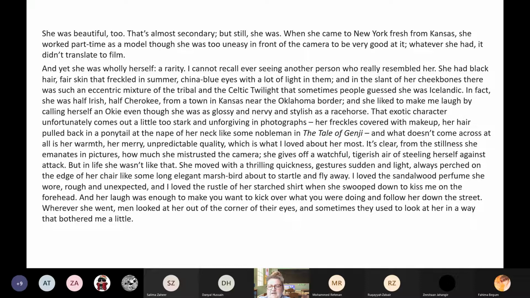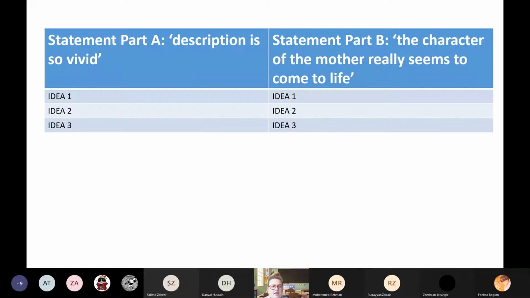And what you're needing to think about here are the 2 parts of the statement that's been presented to you. If we divide that statement into 2 sections, we have statement A, the description is so vivid, and statement B, that the character of the mother really seems to come to life. And within that, you need to be able to select 3 key ideas for each element of the statement. That's going to be the section that you're drawing on to enable you to be writing about it.